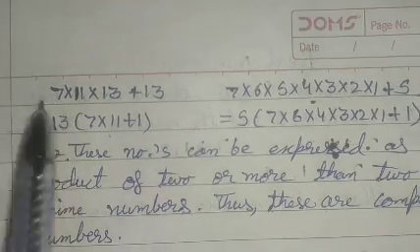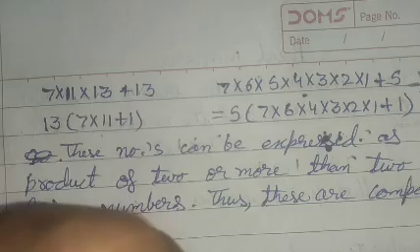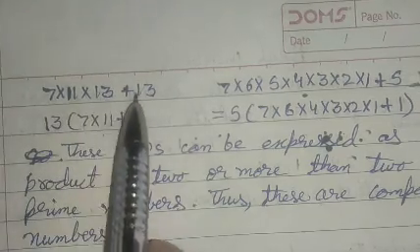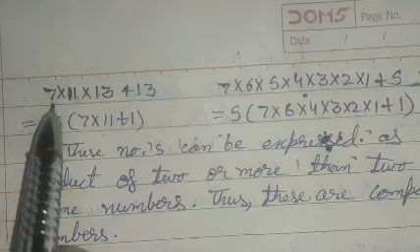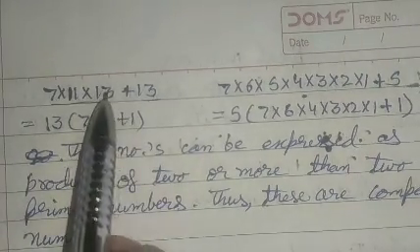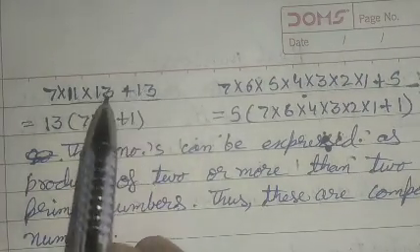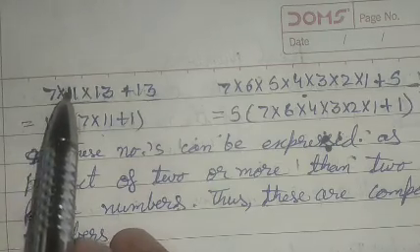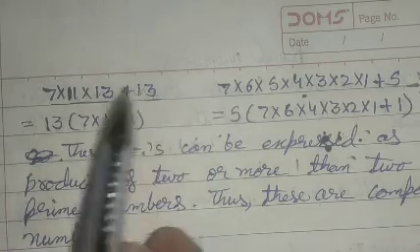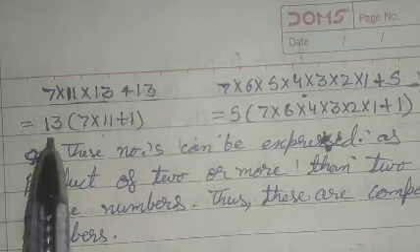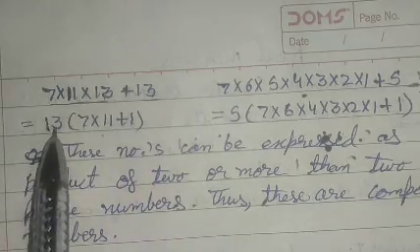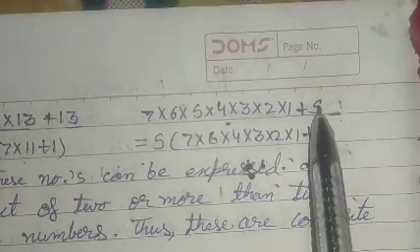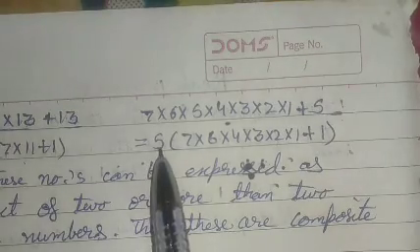Now this was question number 6. Now 7 × 11 × 13 + 13. In these two terms, we see that 13 is a common factor. We can take 13 outside, so we are getting 13 × (7 × 11 + 1). Similarly, in the second case also, we are getting 5 as common. We take 5 outside.